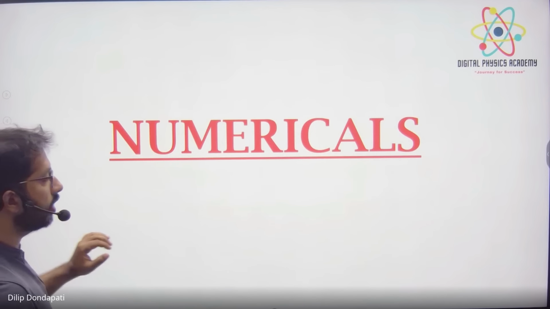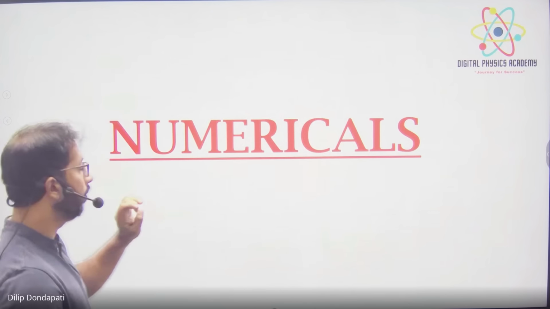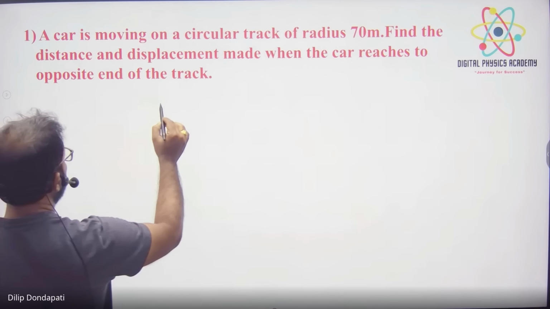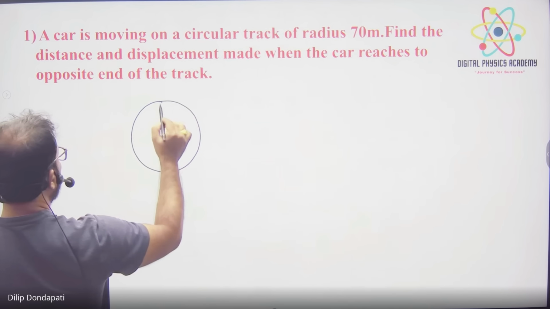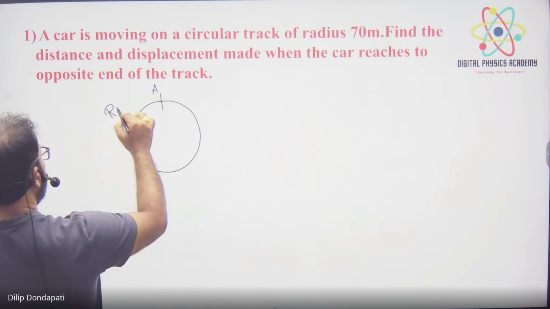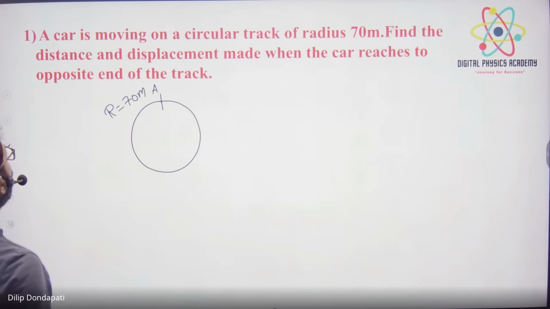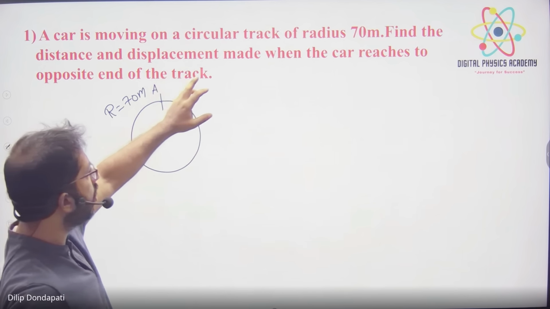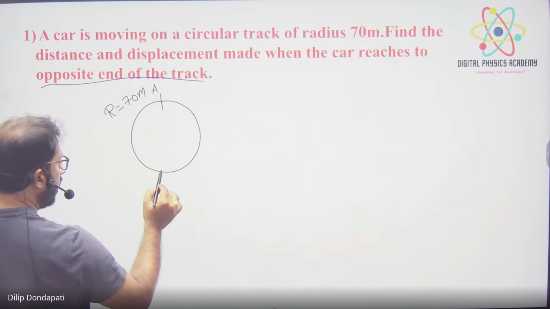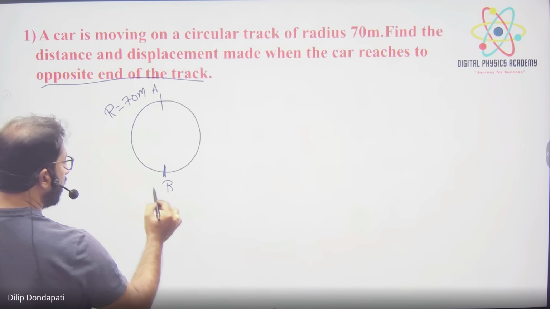Done. Okay. Chalo. Now we'll do numericals based on distance and displacement. A car is moving in a circular track of radius 70 meters, going from A to A. Find the distance and displacement made when the car reaches the opposite end of the track. Exactly opposite end, he is asking distance and displacement.